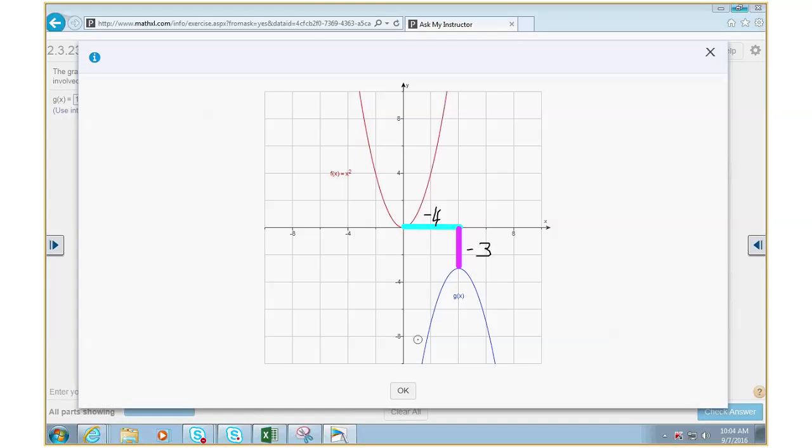Now it's opening up the opposite direction. So that means that A is going to be what? Negative. Where I got confused.